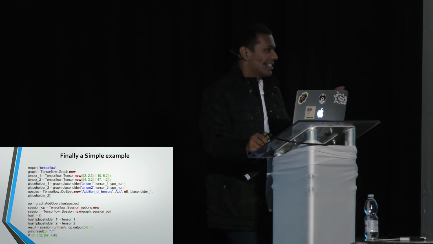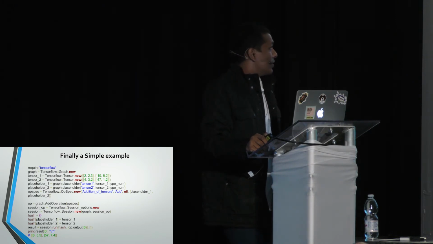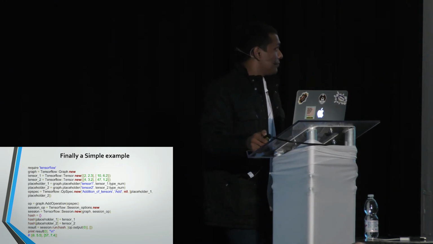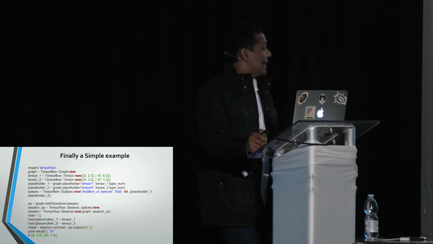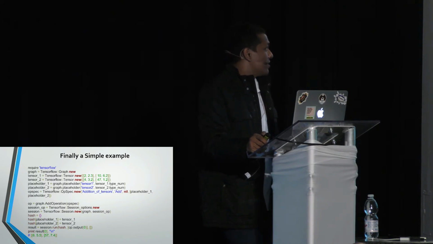So okay, finally a simple example that you can actually understand. This one's pretty simple. First we defined Graph.new, an empty graph object. Then we have tensor1 equals Tensor.new and then a matrix. So basically we have tensor1 and tensor2 as two tensors that we have defined. Now we have placeholders. Placeholder 1 corresponds to tensor 1, and placeholder 2 corresponds to tensor 2.